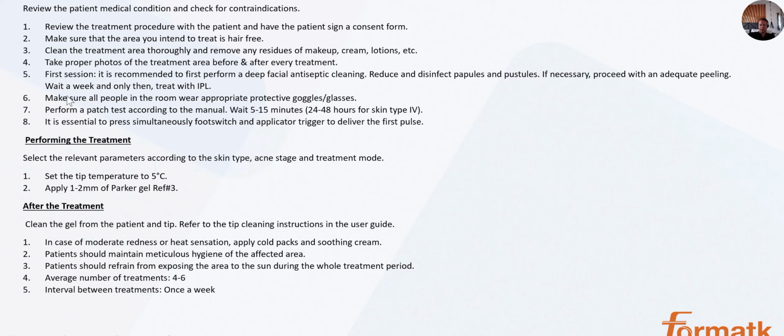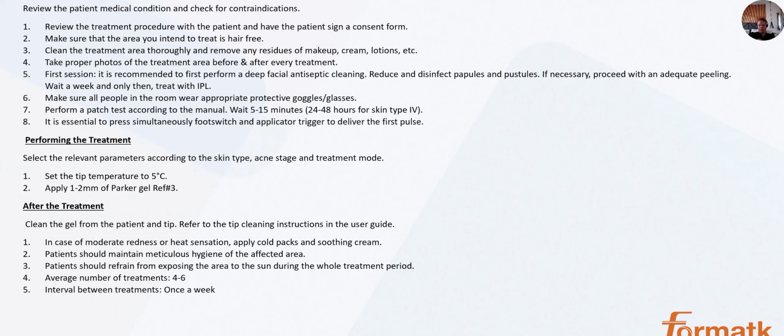So how do you do it? That was the preparation, and now performing the treatment. You should select the relevant parameters according to the skin type, acne stage and treatments. We have the melanin meter, okay, with the alpha, you just put it on the face, it gives you the number, you adjust it into the screen, and it gives you the correct parameters. And I always use the gel 1 to 2 millimeters on the face.